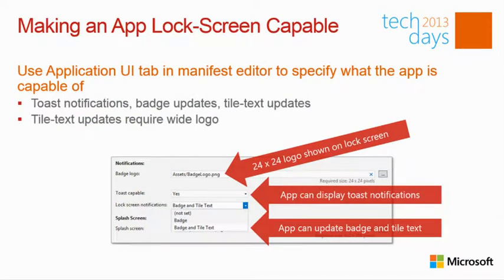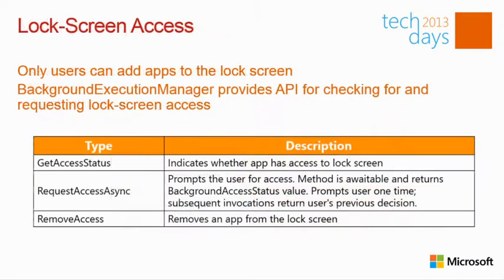Now, there are a couple things you have to do to make your app lock screen capable, to make it even show up in the list of available apps that a user can install on the lock screen. You go into the manifest and you make the changes I'm shown here. The key one is the lock screen notifications dropdown, which defaults to not set. If your lock screen app is capable of displaying badges, that is those little icons or numbers in the lower left corner, then you select badge. If you also want to have the option of changing the text on the lock screen, assuming the user designates you as the one app that's allowed to do that, then you need to set badge and tile text as well.